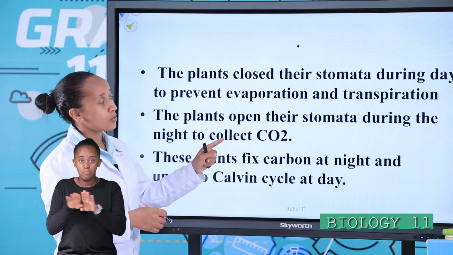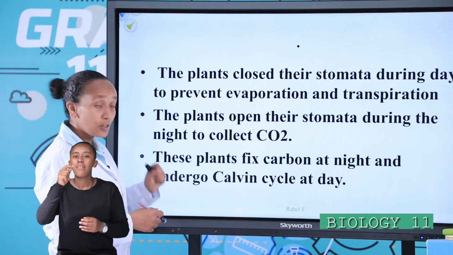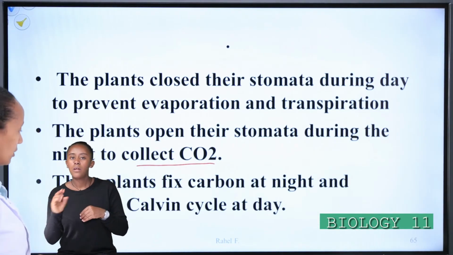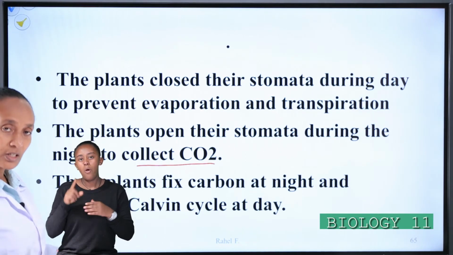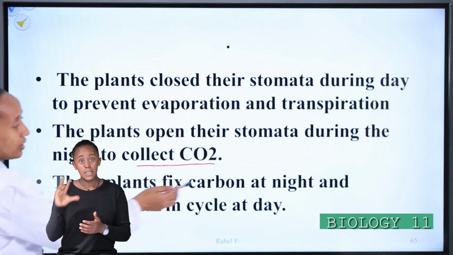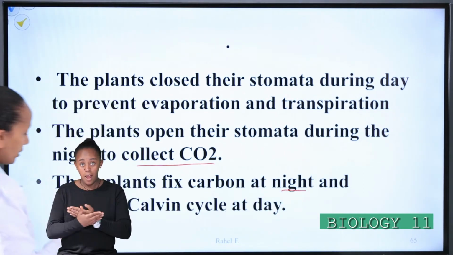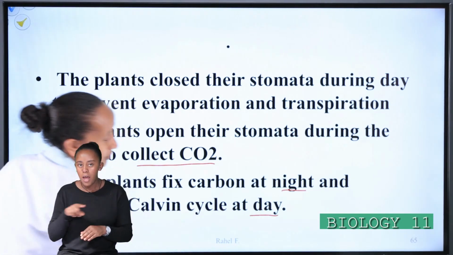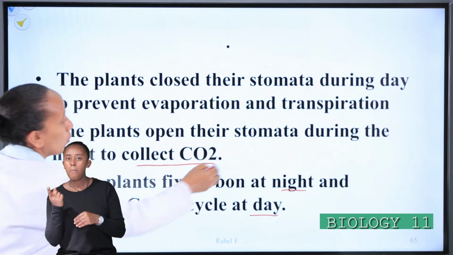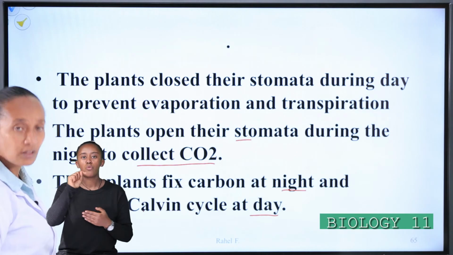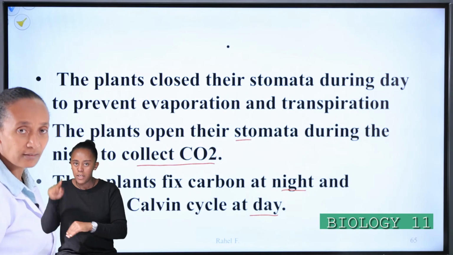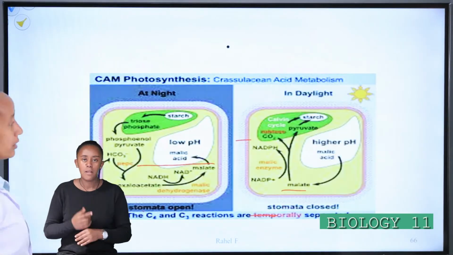The plants open their stomata during the night. This is important because they are able to collect carbon dioxide from their environment. Therefore, what makes a difference with that of C3 plants? These CAM plants fix carbon at night and they undergo the Calvin cycle at day. They harvest carbon dioxide at night because stomata are open at night, and they close their stomata and undergo the Calvin cycle during the daytime. That's what we call temporal separation.